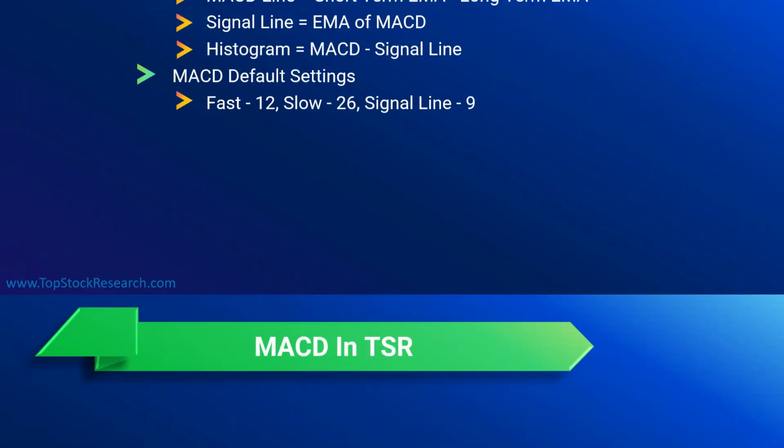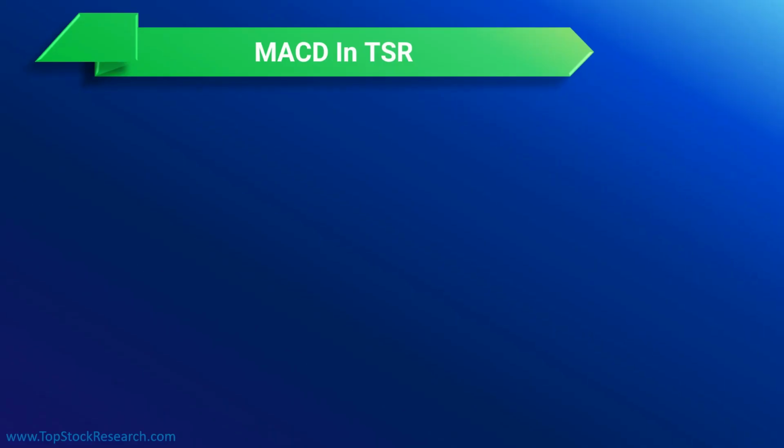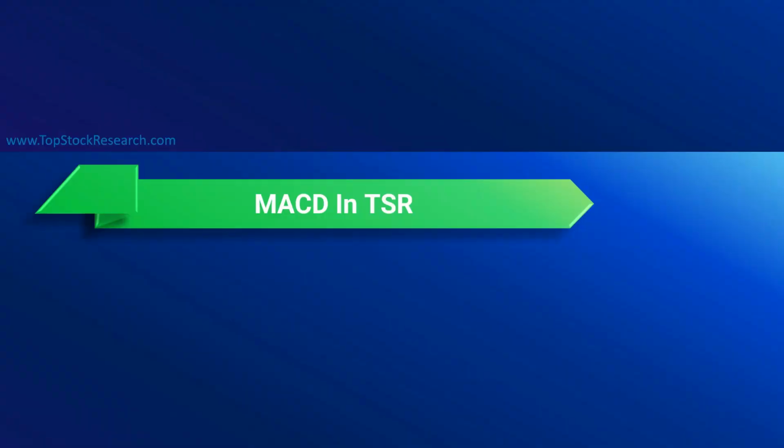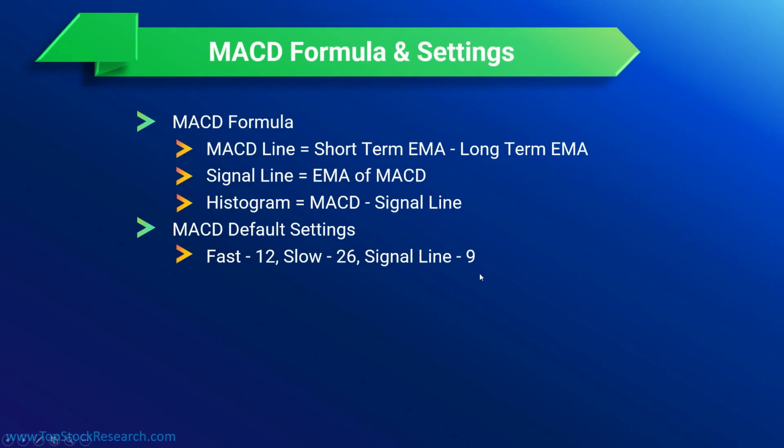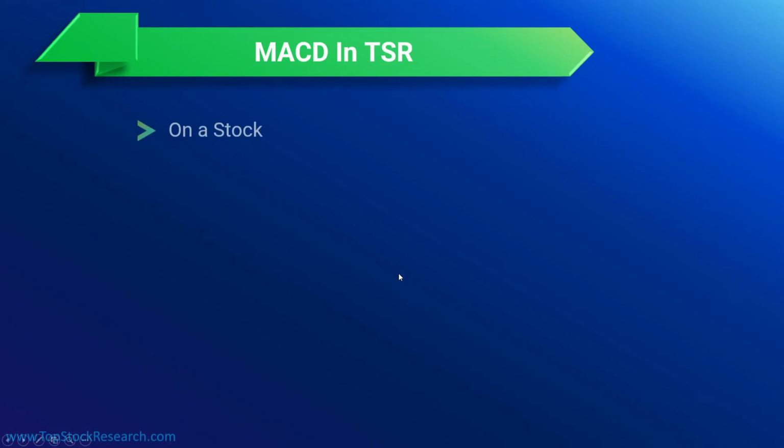Okay. So moving average in Top Stock Research, or TSR, you can get it on a stock. You can get it on a pre-screener. The pre-screener uses the standard configuration, which is 12, 26, 9 on close price. These are the ones which generally give you the best result. That's why it's standard, or it was recommended by Mr. Gerald when he created that.